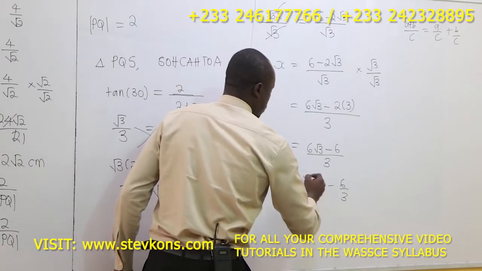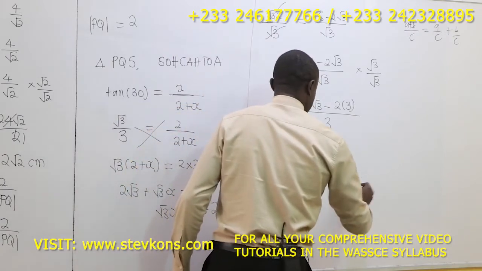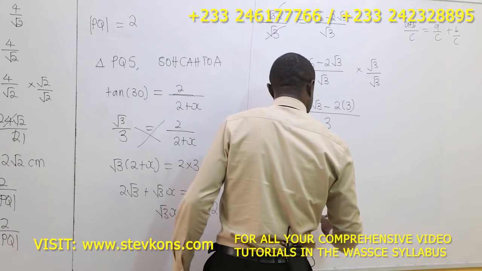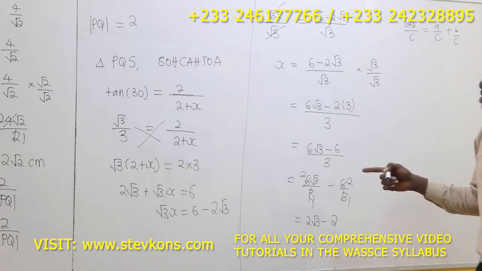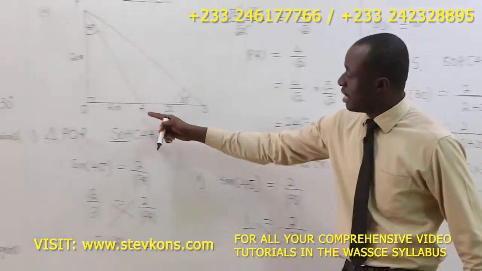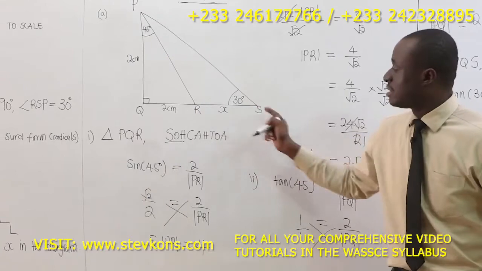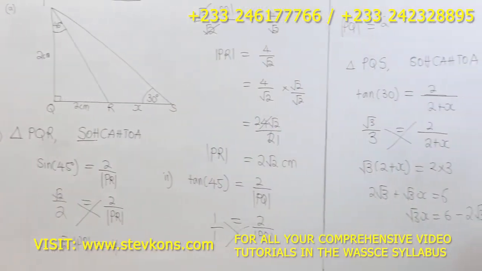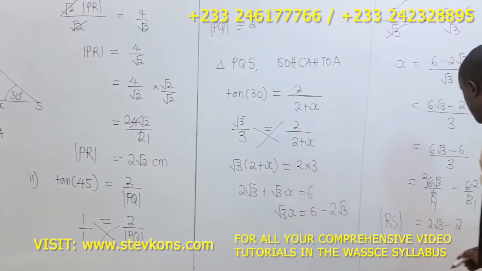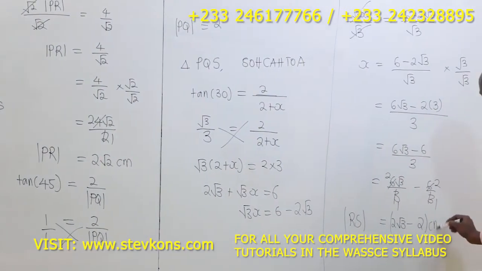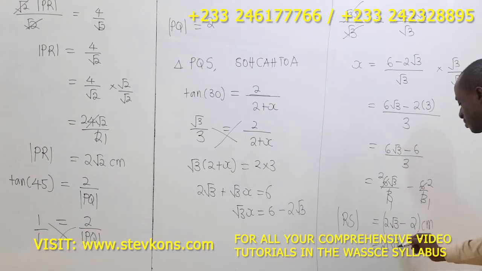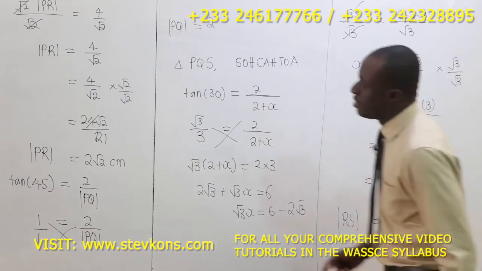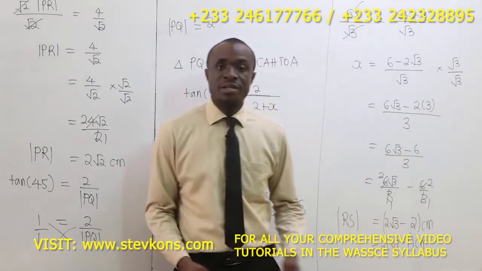Now, 3 going into 6, 2 times. So you have 2 root 3 minus 2. And that is our x. But what is x? This x denotes the RS. So our RS is this, and if you like, you can factorize the 2 out, or you leave the answer like this. That is when you factorize the 2 out. That's it. Very, very easy, very, very interesting.